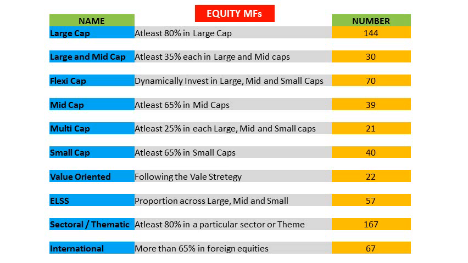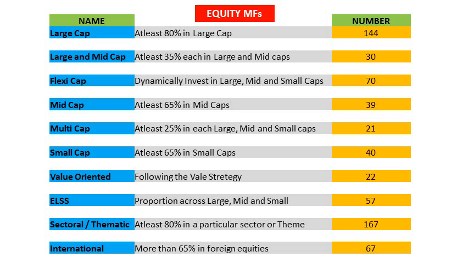In the same way, for large and mid cap, at least 35% each in large and mid caps is compulsory. The remaining 30% they can allot as per their wish. The number of funds is 30. Flexi cap, the name itself indicates there are no limitations. You can play large, mid or small as per your wish. As of today, 70 funds are there in the market.